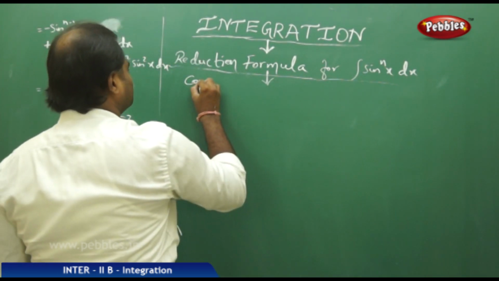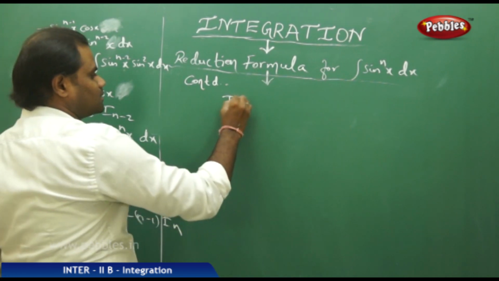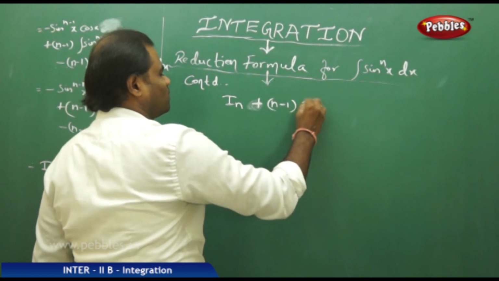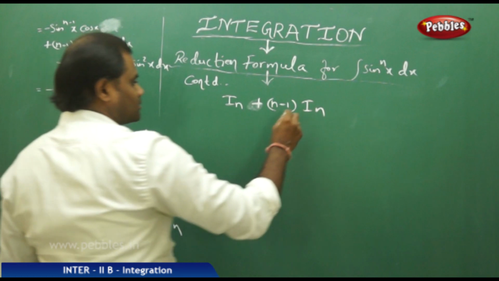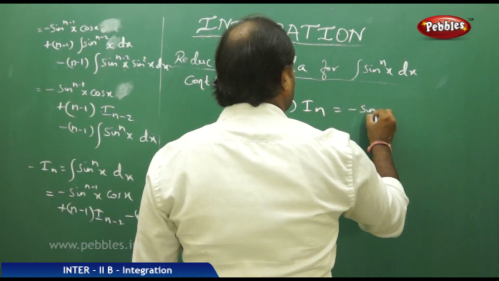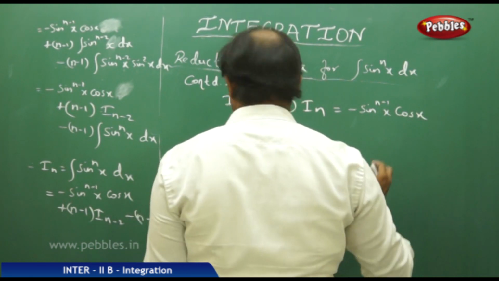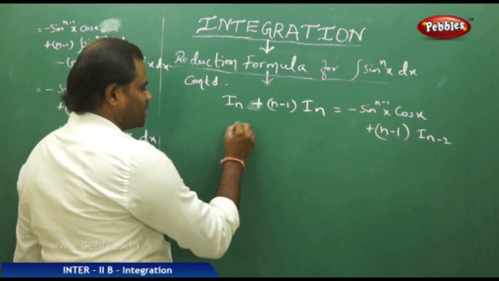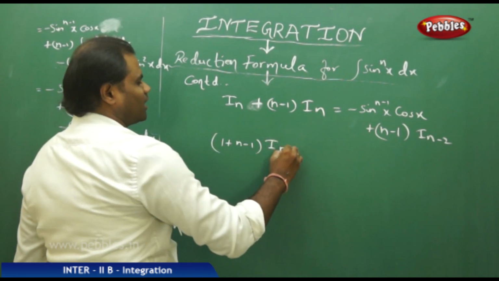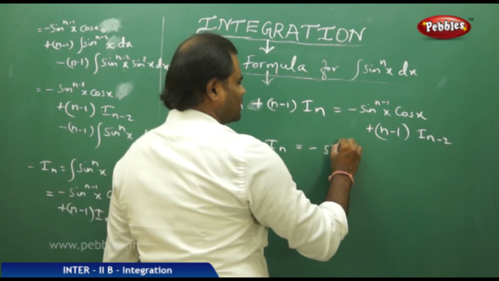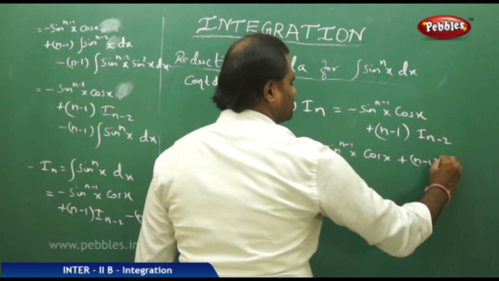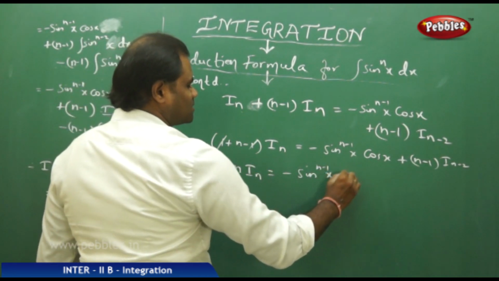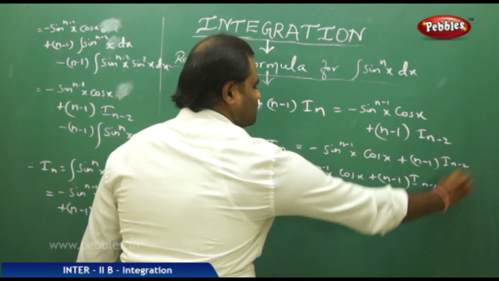So continued from here, my In further reduces to In equals, and this In also brought to the left will reduce this to In plus n minus 1 times In, which comes to the left, and the right hand side is minus sine power n minus 1 x cos x, and this is plus n minus 1 In minus 2. So on simplification this gives 1 plus n minus 1 of In when I take common, and this equals minus sine power n minus 1 x cos x is what we get. This gets cancelled and I get n times In is this of cos x of this.